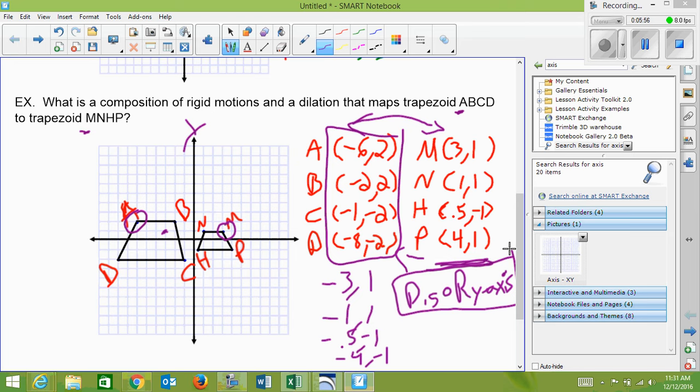Okay, so they might give you the two and make you figure out how it got there, or it might give you the starting point and then make you figure out where it's going to move to. So bring that knowledge with you, and we'll talk about it more the next time I see you.